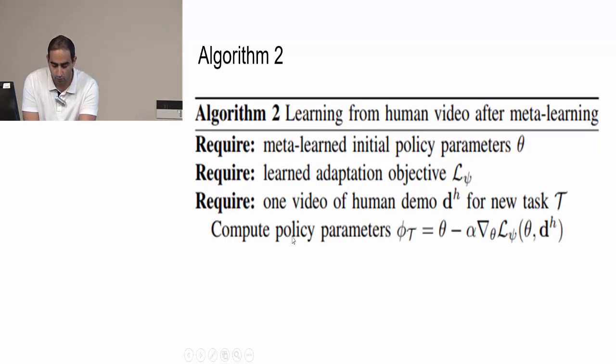In order to achieve that, we simply perform gradient descent on parameter theta based on L psi. We know L psi and the initial parameter theta, and by performing gradient descent, we arrive at a new policy parameterized by phi, and we just return that policy.